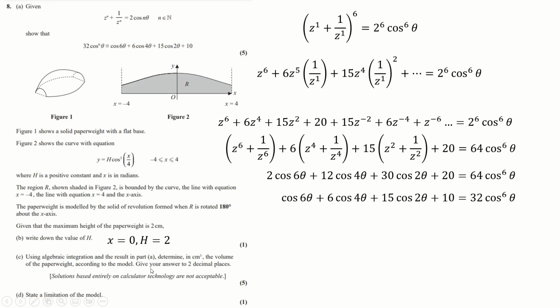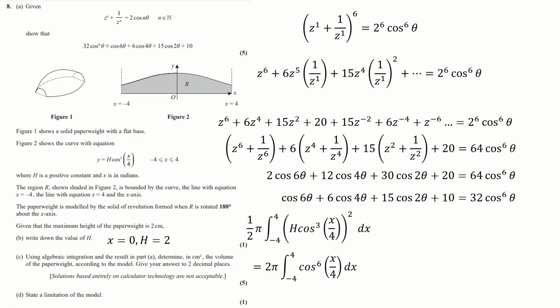Use integration, so again, it's going to be pi over 2 integral of y squared dx. So we're going to square this. H is 2, so that just squares to a 4, which can come out here to make a 2 pi. And then cos cubed squared is cos to the 6. Now, a couple of things to happen here. Firstly, cos is an even function, so it's the same on the left-hand side of the y-axis as it is on the right. So instead of integrating between -4 and 4, I can just integrate between 0 and 4 and double the result. And the second thing, of course, is I can use this here.